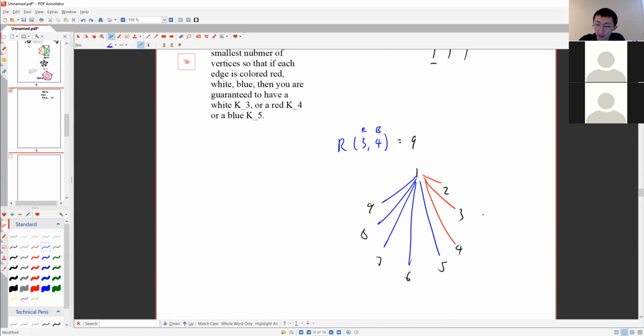So in the first case, if I color these green edges either red or blue, then if at least one of them is red, it'll form a red K3 with 1, right? If all 3 of them are blue, then they'll just make a, oh no, that doesn't work. Hang on. Okay, we should look at these edges, all the edges between these 6 vertices. Actually, this argument might be a bit trickier than I thought.